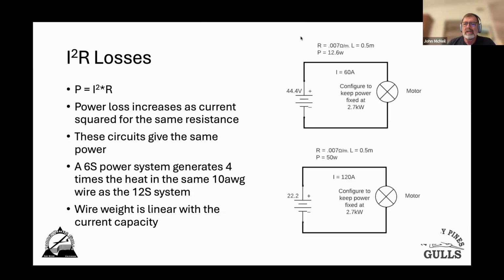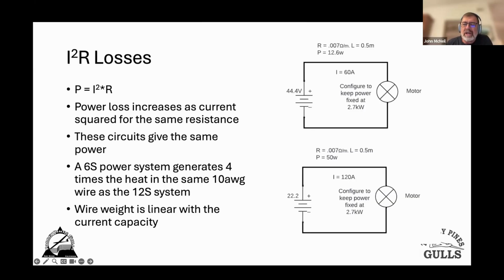And now I've made the wire dark. So what I'm going to say is I do some magic to configure the motor and the ESC and everything in the throttle setting to do 2.7 kilowatts. So that's 60 amps at 44.4 volts. And the wire resistance in my example, I'm using 10 gauge wire and assuming half a meter of wire, so there's about 12.5 watts of power lost in the wire.